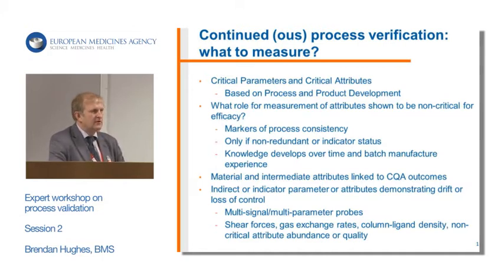There may be features of a process which we might think about as indicators. So there might be indicators of cell health that we measure. That's an early warning that something which might have a downstream impact is changing in a process. So that would be a reasonable parameter to measure. And again, we realize that knowledge is going to develop over time and with batch manufacturing experience. We referred to material intermediate attributes and their linkage to CQA outcomes in a conversation this morning.